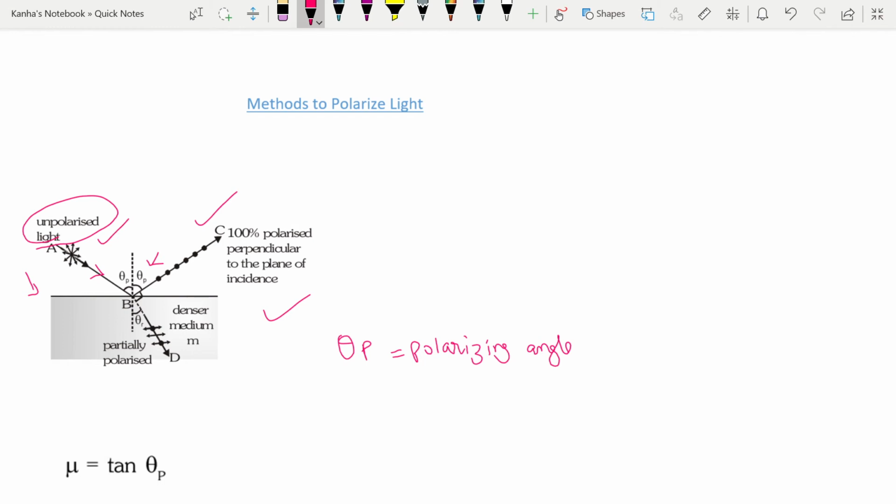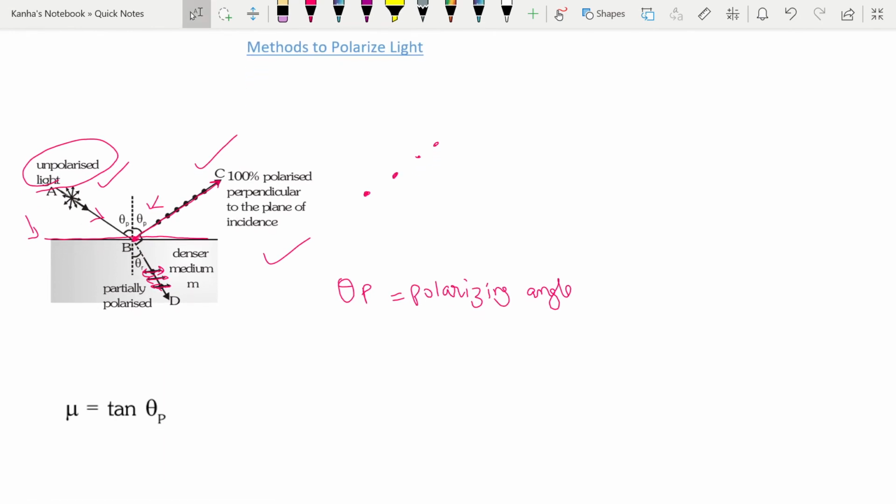So unpolarized light comes in, and this is your surface. After hitting, it gets reflected. Now if you look at the reflected part, what is there? There are components which are only coming out of the plane, and in the refracted part you have components which are in the plane. So this should be noted down.